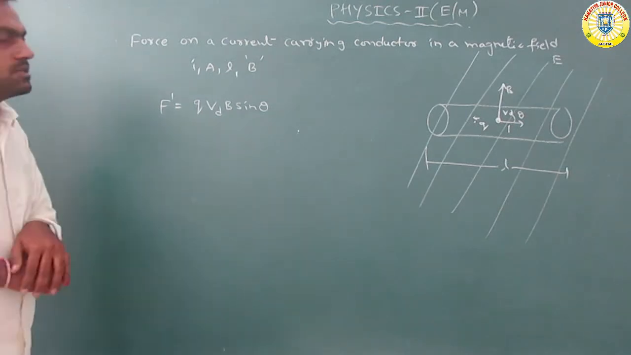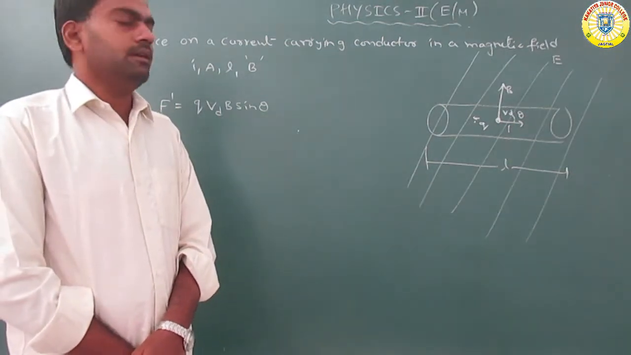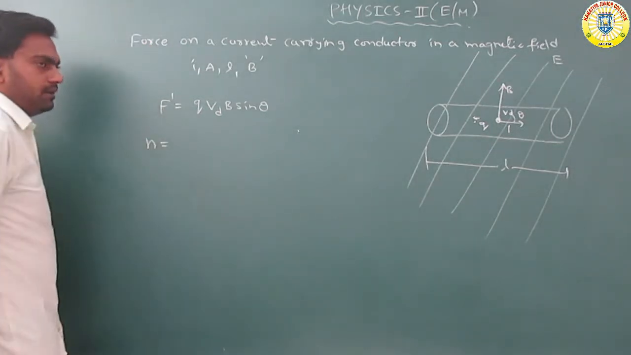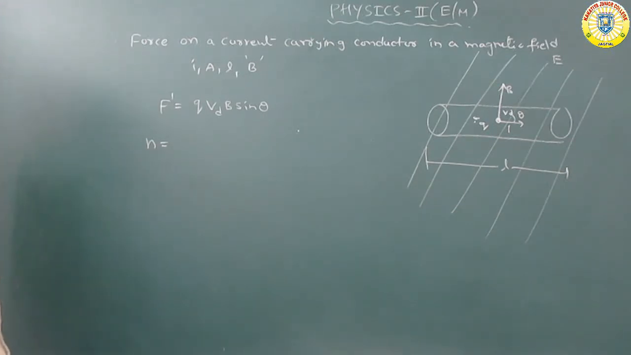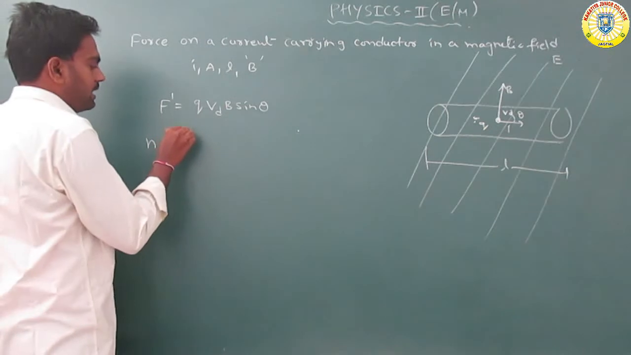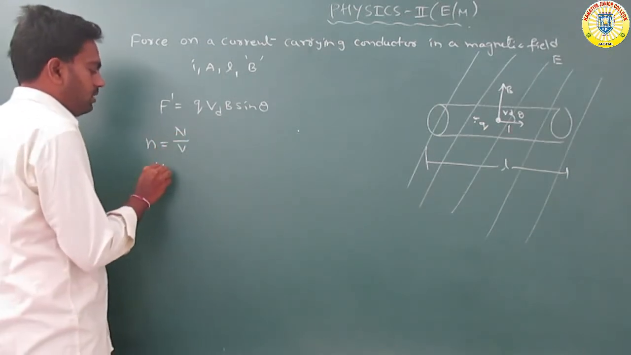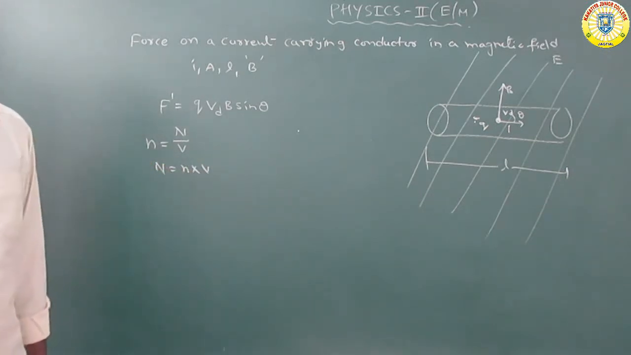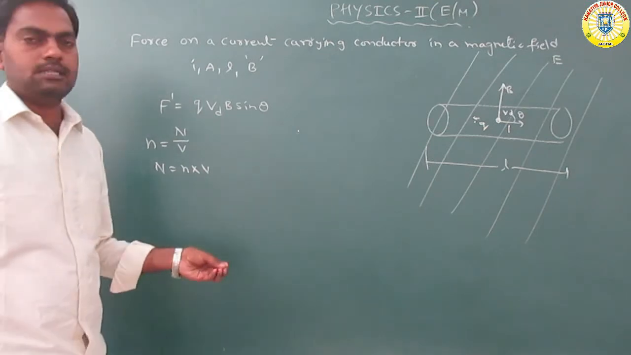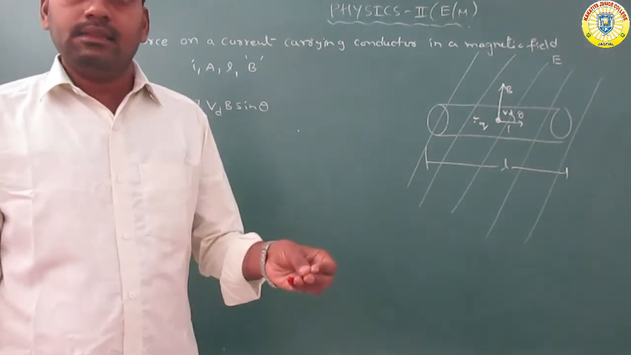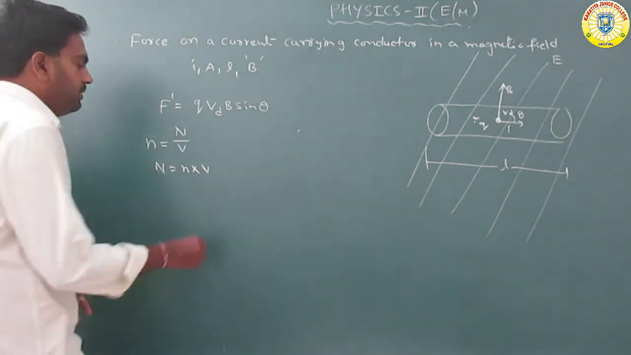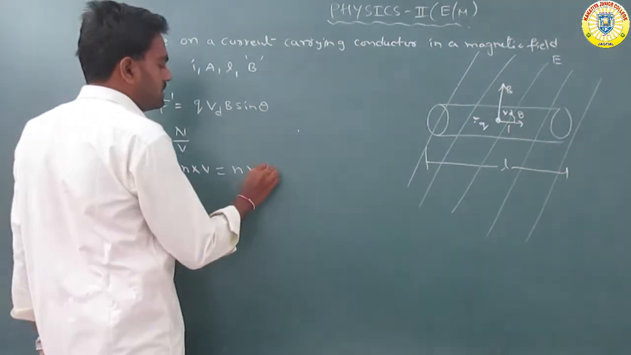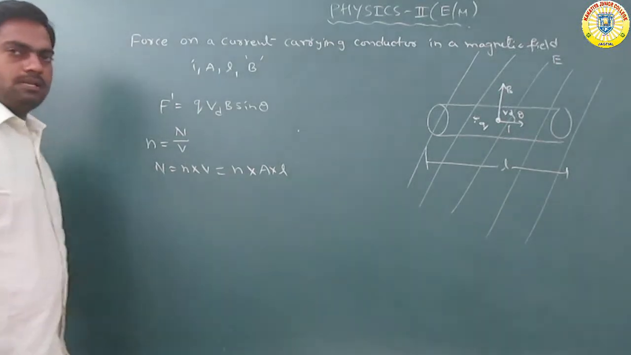But here the number of charged particles in the conductor is included. Small n is the number of charged particles per unit volume, so the total number is N equal to n into V, where the charged particles are the electrons in length L. V is the volume. What is the volume? Area into length is the volume.